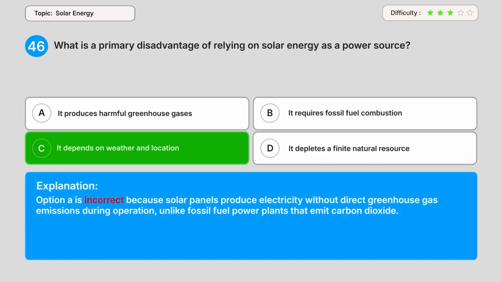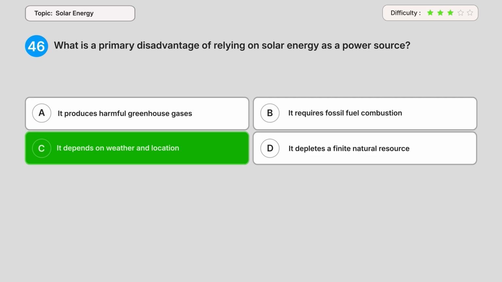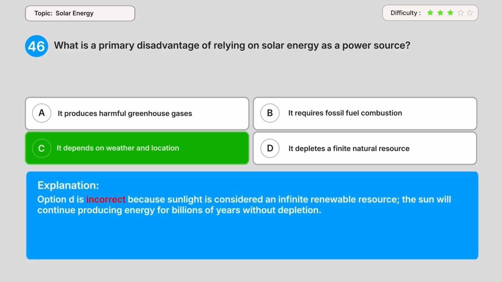Option A is incorrect because solar panels produce electricity without direct greenhouse gas emissions during operation, unlike fossil fuel power plants that emit carbon dioxide. Option B is incorrect because solar panels convert sunlight directly to electricity through photovoltaic cells without any combustion process or burning of fuels. Option D is incorrect because sunlight is considered an infinite renewable resource. The sun will continue producing energy for billions of years without depletion.